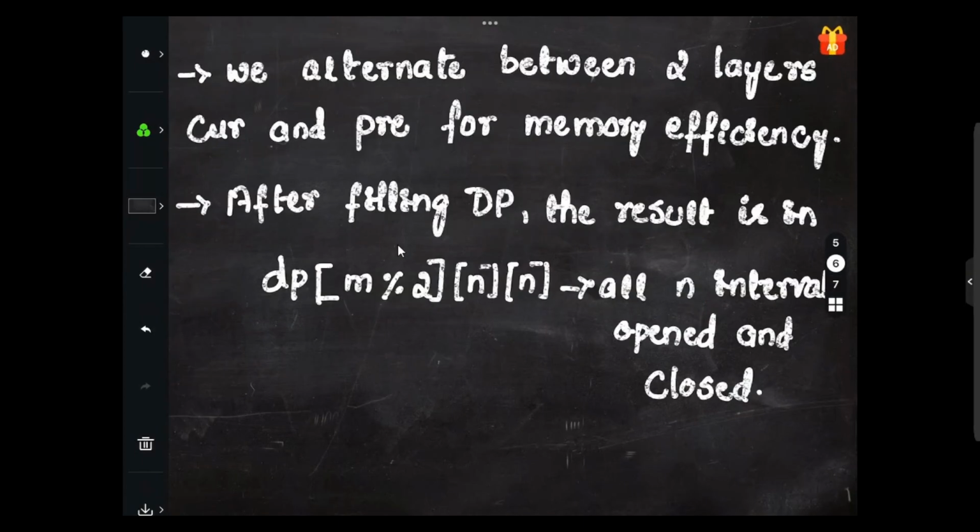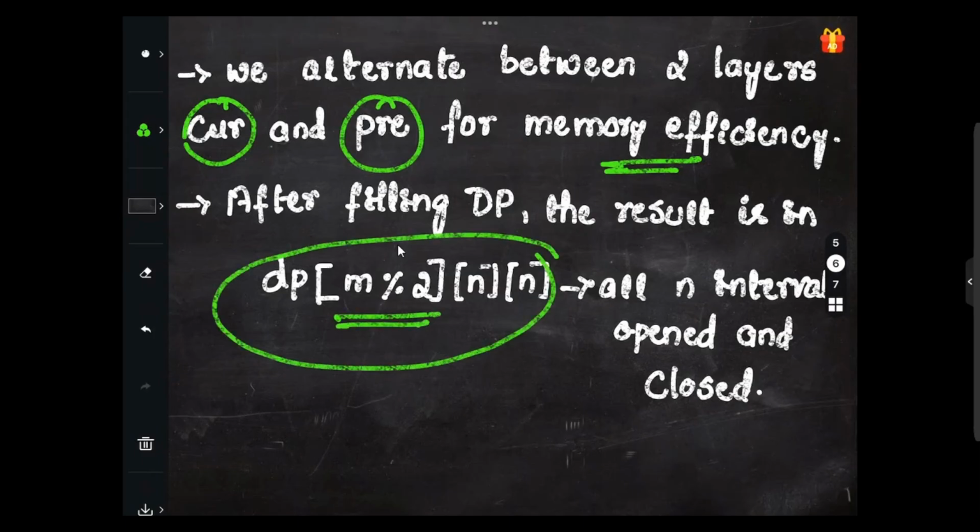So here we alternate between two layers, current and pre, for memory efficiency. One is current, this one is pre, right? So after filling the DP, the result is in the format this one. So while writing the code, if I write this one, don't get confused. Just keep this in mind.